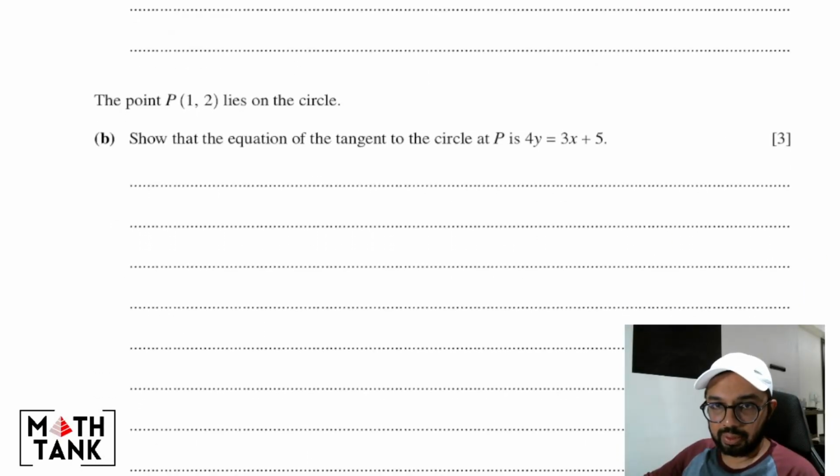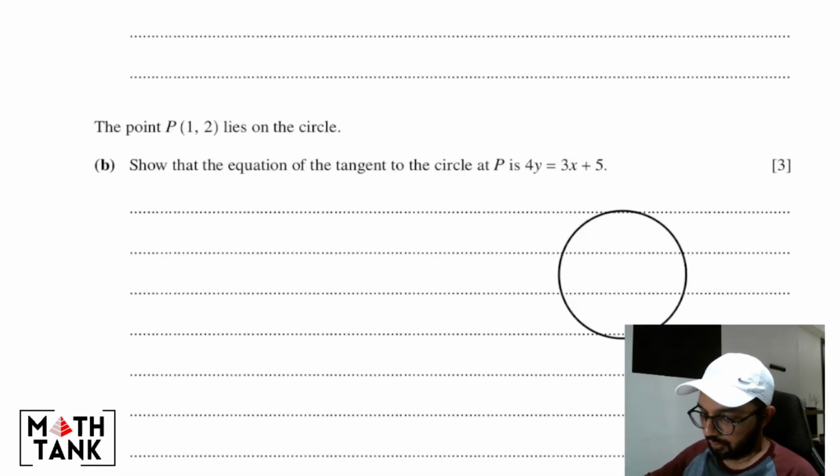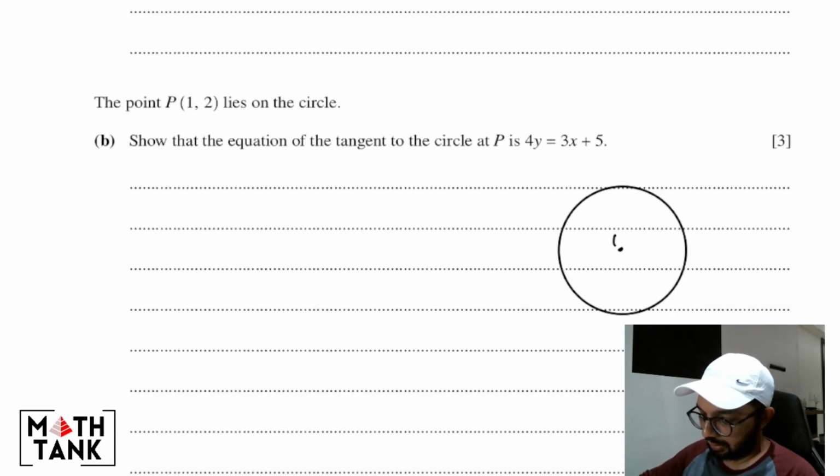Then it says the point P 1, 2 lies on the circle, show that the equation of the tangent to the circle at P is this. So let me just draw a quick small diagram for you. 4 comma minus 2 is here, and the circle has a radius of length 5. I don't need to draw that. 1 comma 2, so I can imagine that 1 comma 2 must be somewhere here, or even higher. It doesn't matter where you draw it, as long as you are following what the question is saying.